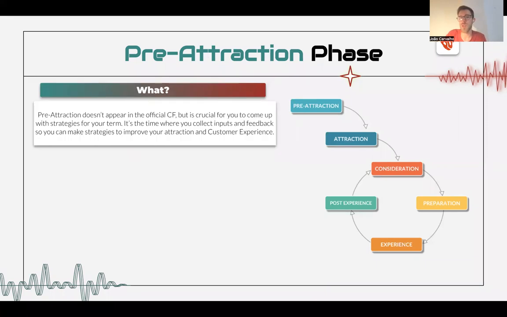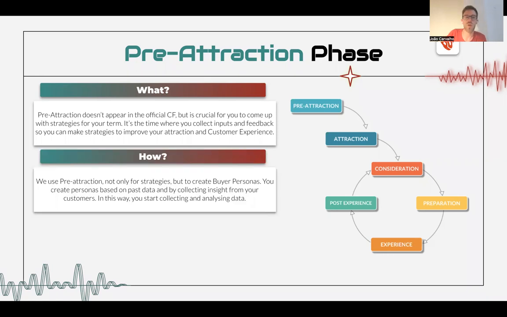The pre-attraction doesn't appear on the customer flow, but it's one of the crucial moments for us to reach our people, because you need to ensure always that we are attracting who wants our product, not attracting people overall, and to not have untargeted content and approaches. So it's why we have the pre-attraction.